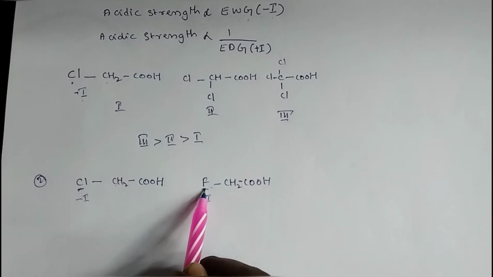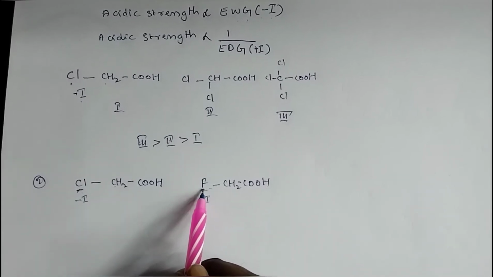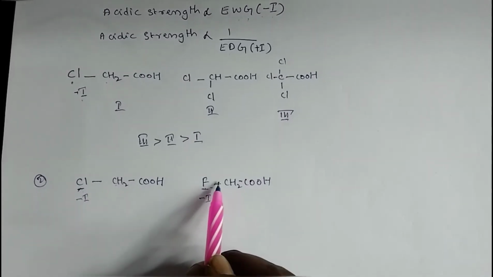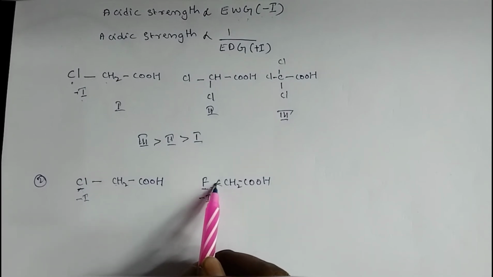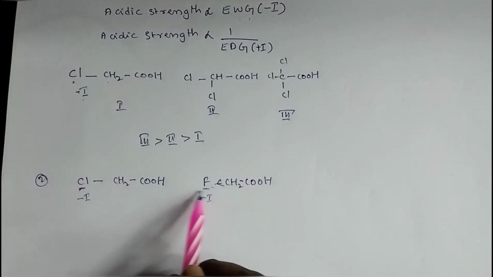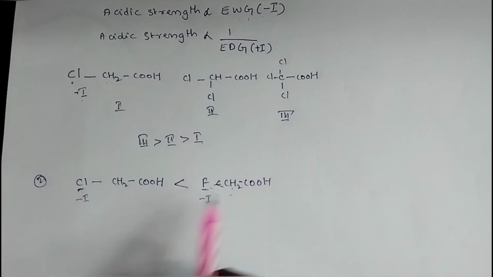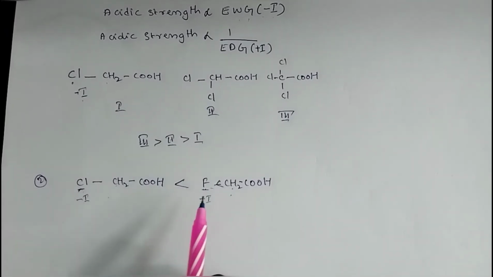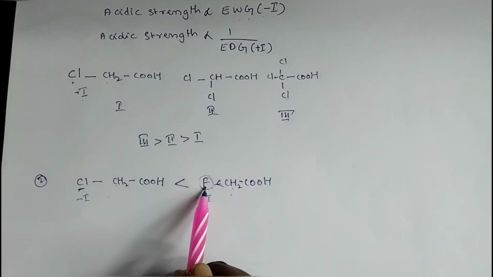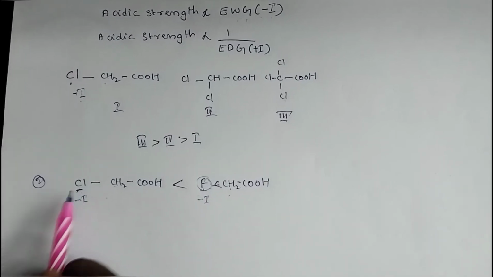First point. Second point, compared to chlorine, the size of the fluorine atom is small, so it withdraws the electron easily from this group. So these two reasons are responsible for this compound being more acidic than this compound. What are those two reasons? First, the higher electronegativity of fluorine compared with chlorine. Second, the size of the fluorine atom is small compared with the size of the chlorine atom. Next example.